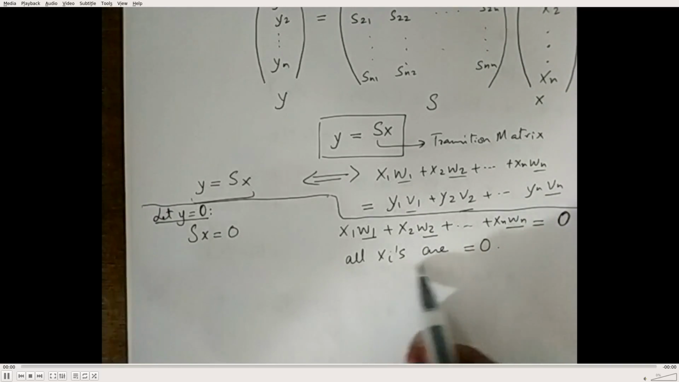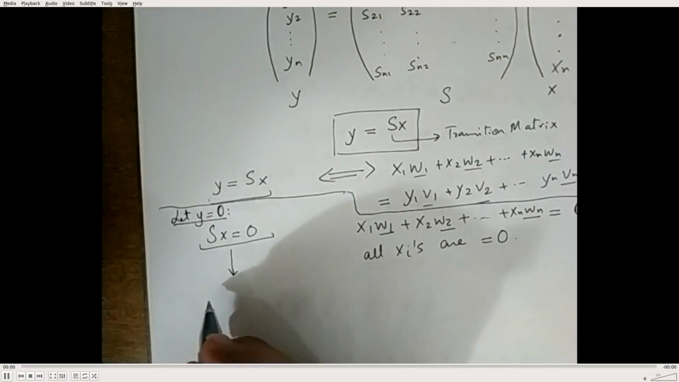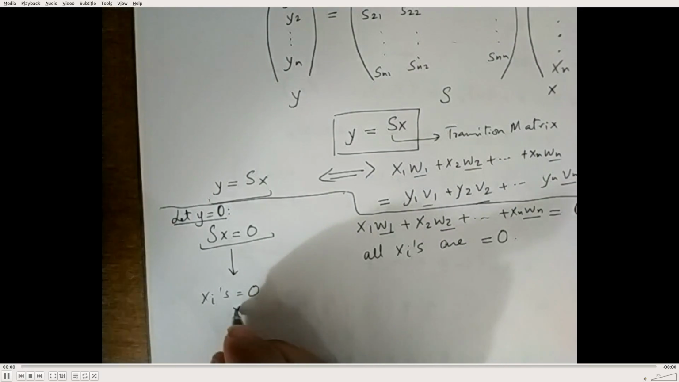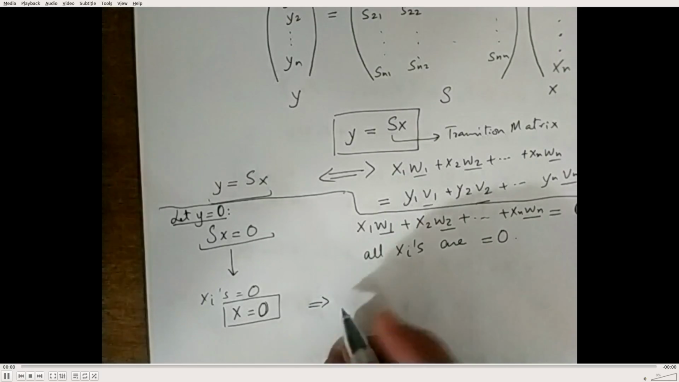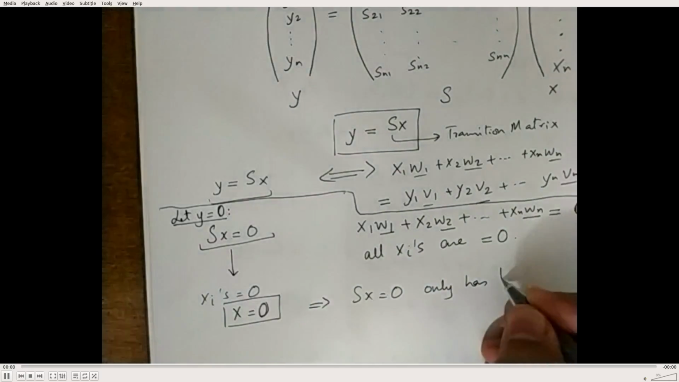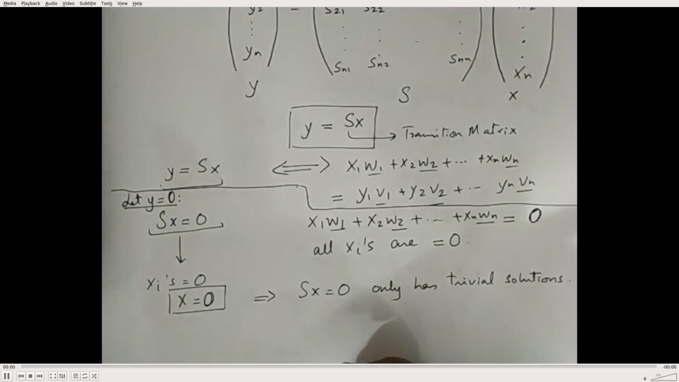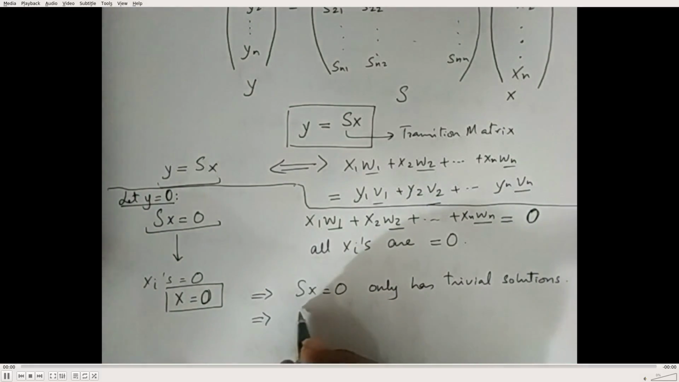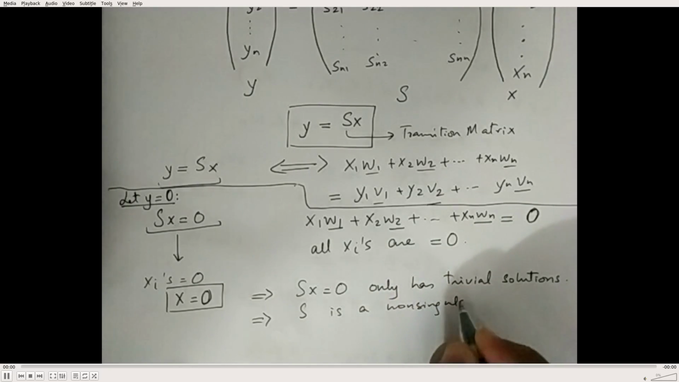If all xi's are 0, that means in this equation over here, I have xi's equal to 0. That means x is the 0 vector. In other words, I am saying that Sx equals 0 only has trivial solutions. And if you recall, that's an equivalent condition to saying that S is a non-singular matrix.